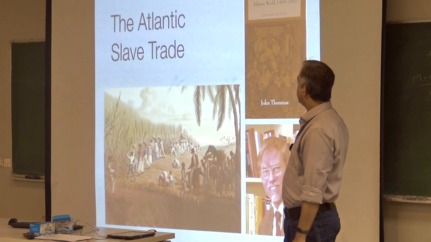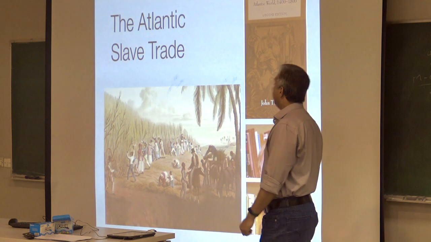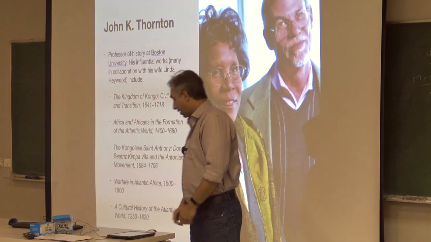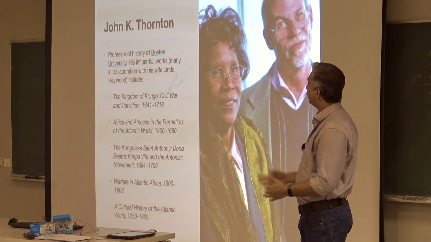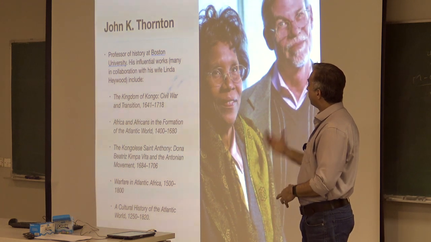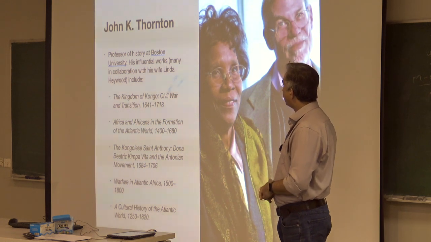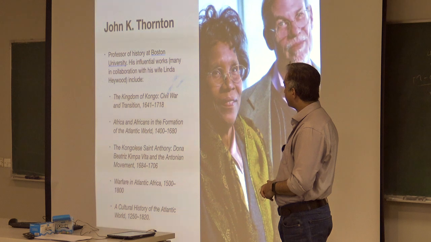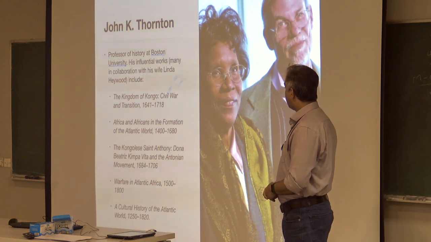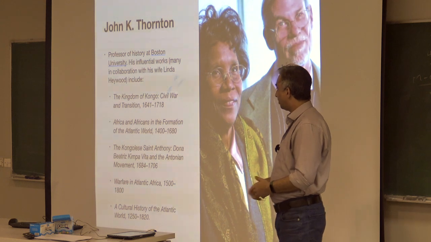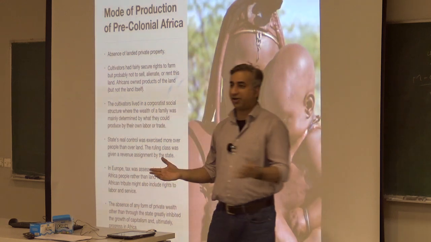Here is John Thornton's book, Africa and the Africans in the Making of the Atlantic World, 1400 to 1800. And that is his wife, who is also a collaborator with him on several works, Linda Heywood. He's a professor at Boston University. He's written lots of books: The Kingdom of Congo, Civil War and Transition, Africa and Africans in the Formation of the Atlantic World, The Congolese Saint Anthony, Warfare in Atlantic Africa and A Cultural History of the Atlantic World. These are some of the books he's written. And he's highly decorated, etc.